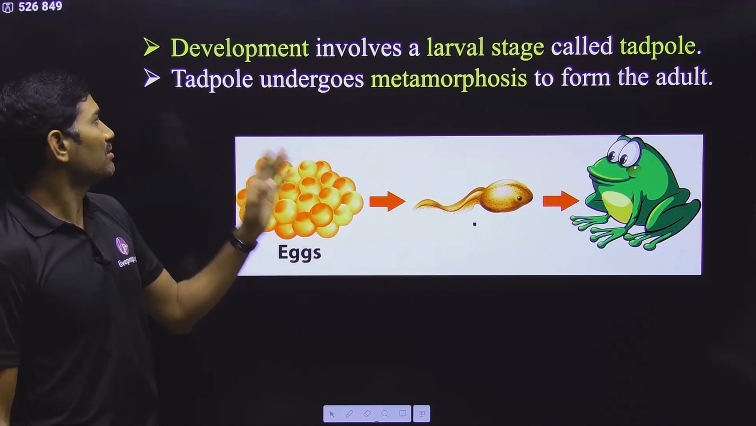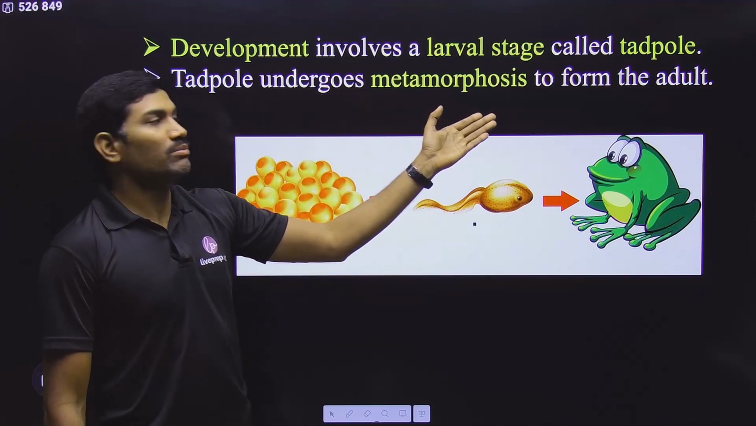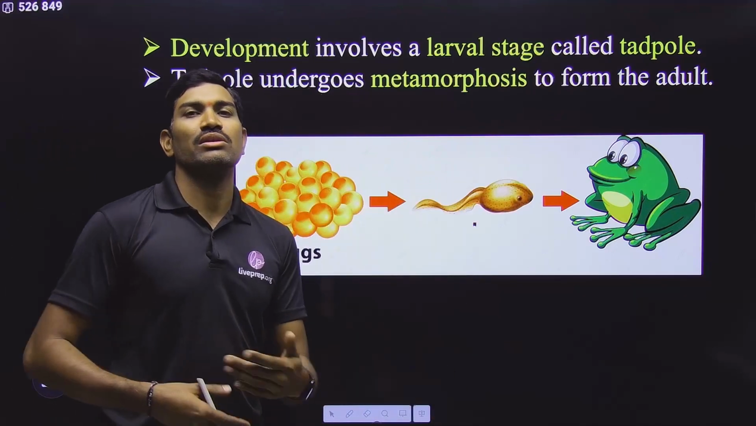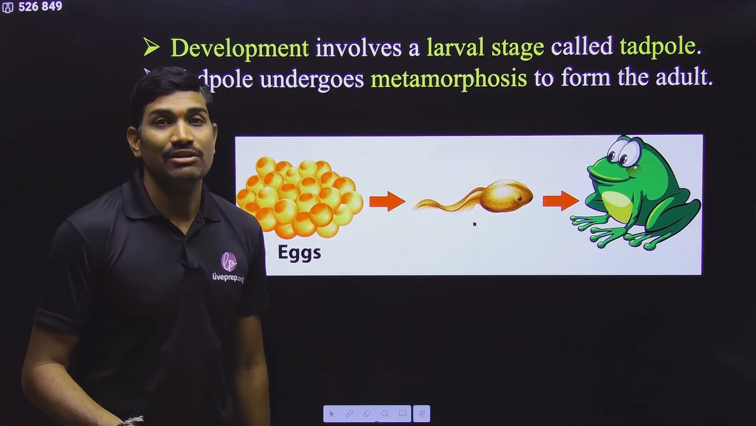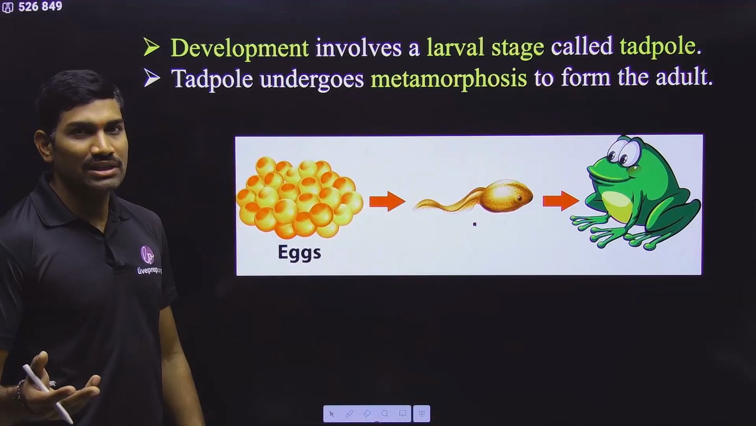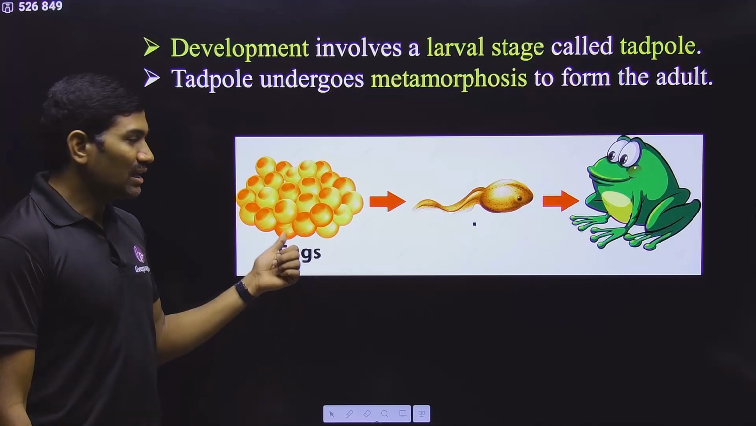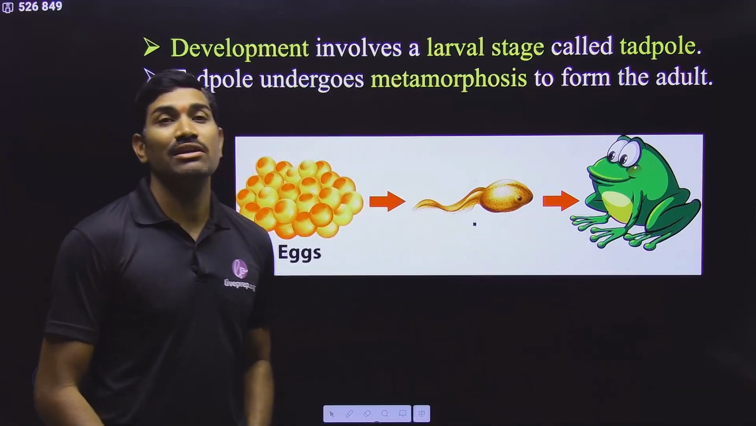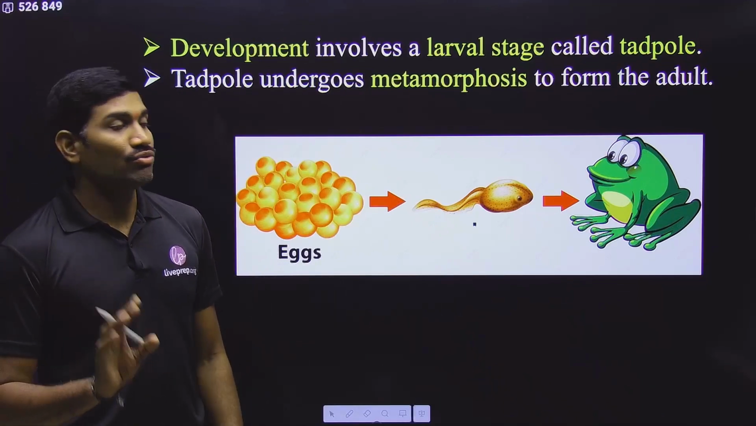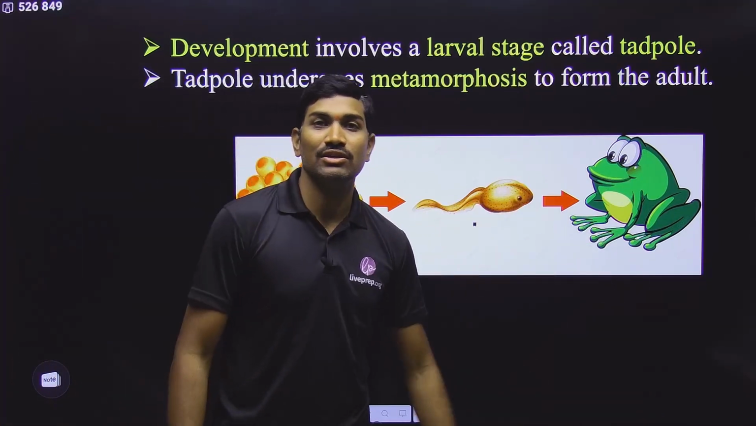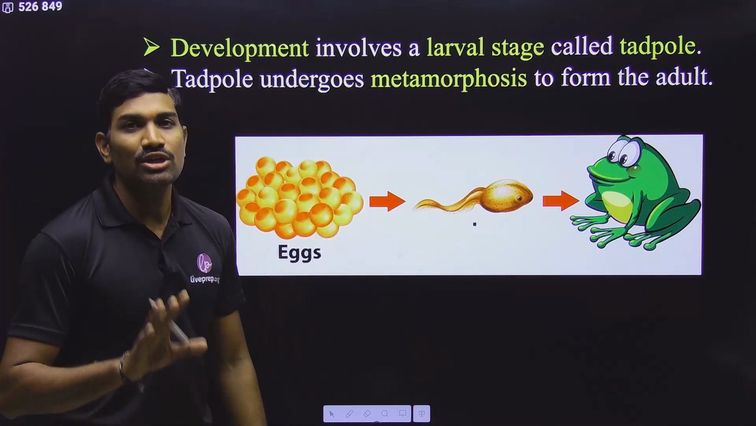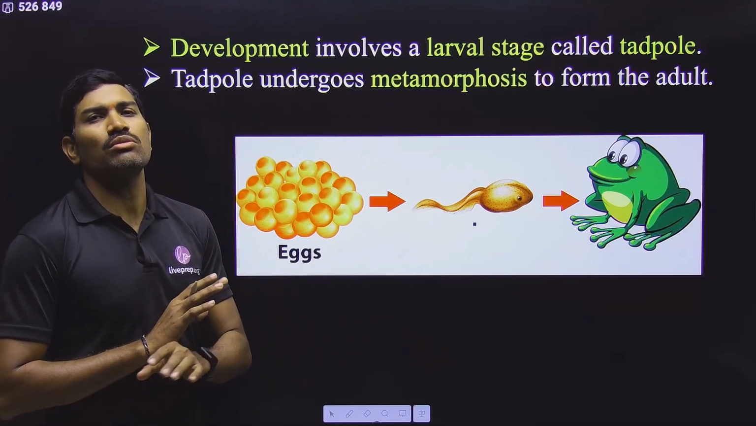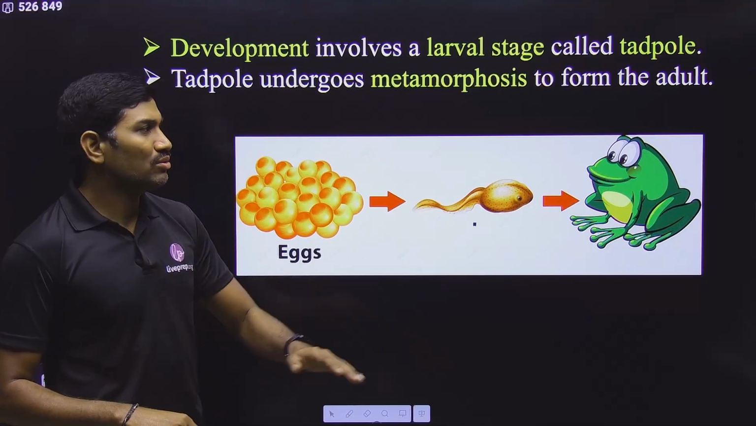Next one, development involves a larval stage, called the tadpole larva. This is the tadpole larva. The tadpole larva undergoes metamorphosis so that slowly it develops into the adult individual. On an average, from the egg stage to the adult individual, it takes approximately 2 to 4 years. That's why it takes so much time. It is developing slowly.